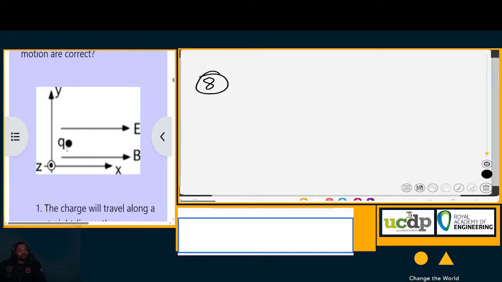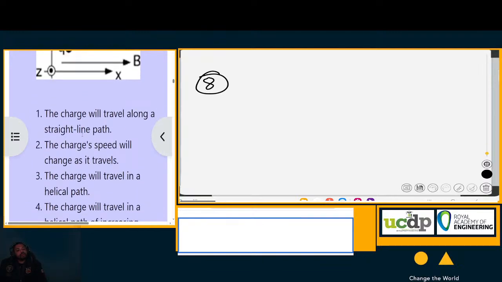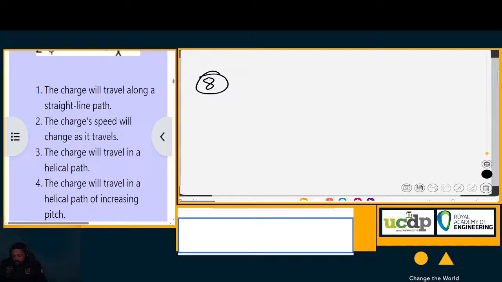So magnetic force is 0, while the electric field will move it parallel along the positive x-axis or negative x-axis, depending on the charge of the particle. So the charge will travel along a straight line path. That is true. Number 1 is true. It will travel along a straight line path because there will be no perpendicular component, because the magnetic force is not applicable here. It will have 0 effect. The charge's speed will change as it travels. That is true, because the electric field will cause the speed to change.